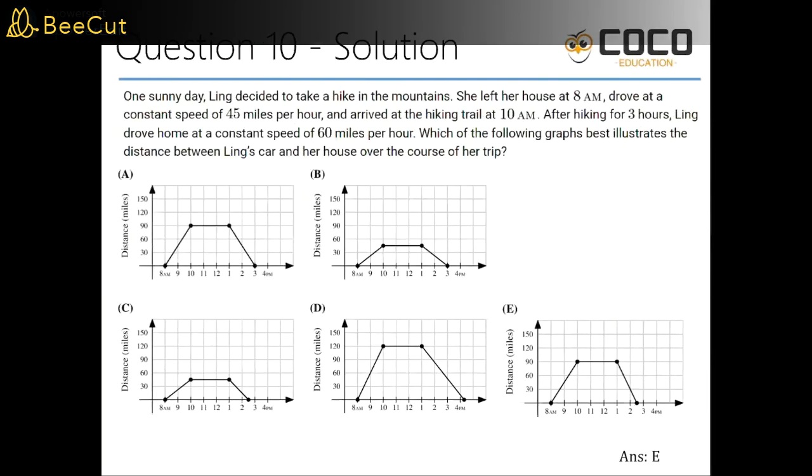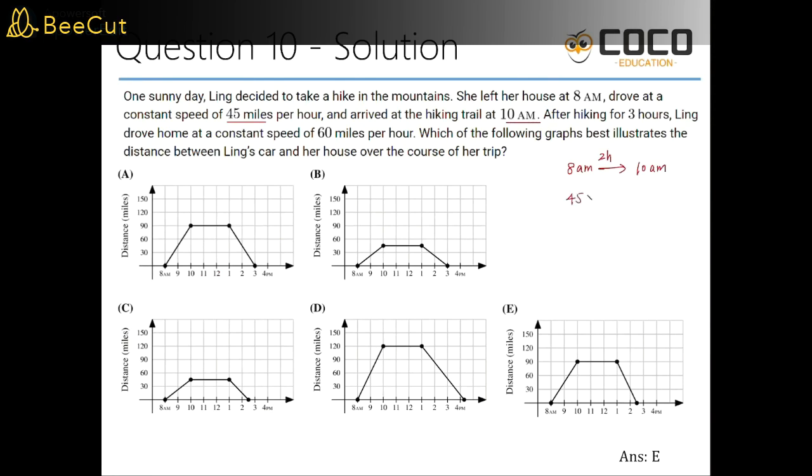Question 10. So Ling left her house at 8 a.m. Her speed is 45. Okay. She arrived at the hiking trail at 10 a.m. So from 8 a.m. to 10 a.m., the traveling time is 2 hours.